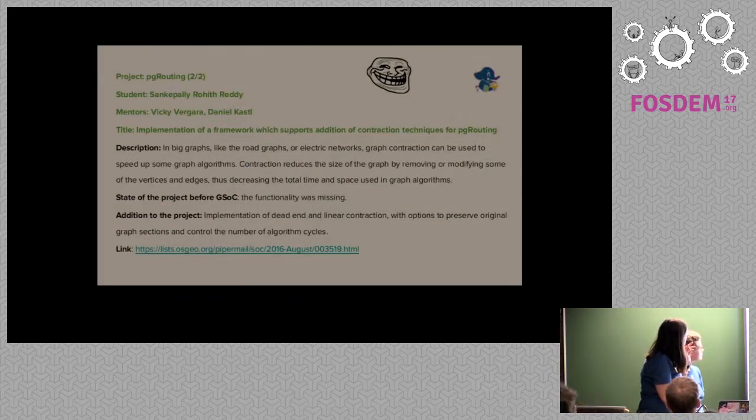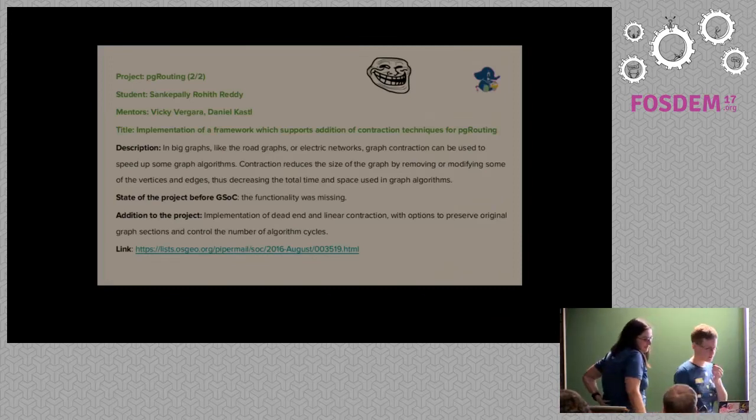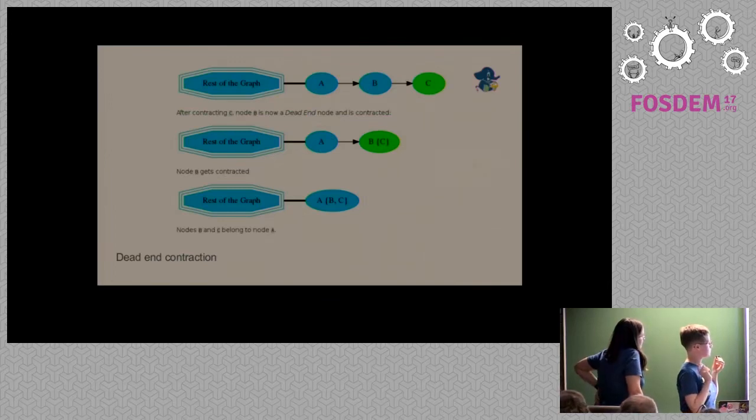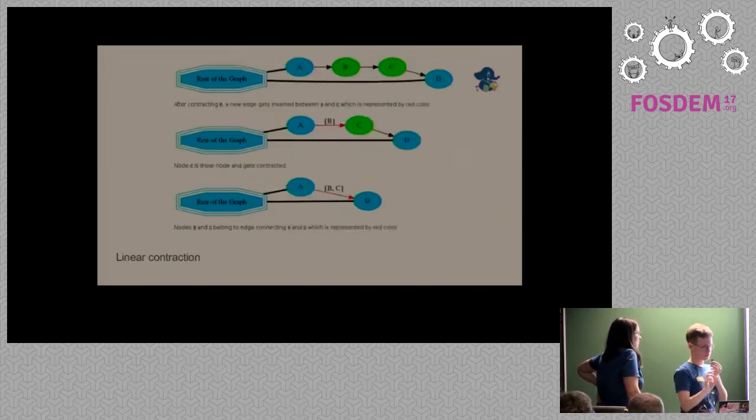implementation of a framework which supports addition of contraction techniques. This project has a very nice explanation because you can simplify a graph. When a graph is very big, you can simplify all the segments that are linear with several nodes on it. You can compact the nodes in this short notation. This doesn't influence the connection of the graph, but it makes it simpler and smaller in memory. This is the other contraction that is implemented, so when there is another linear path with more nodes, they can be condensed in only one. And this speeds up computation a lot.